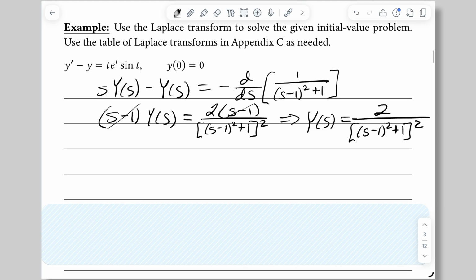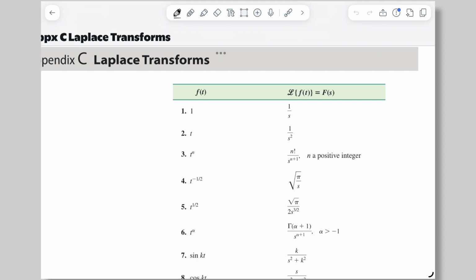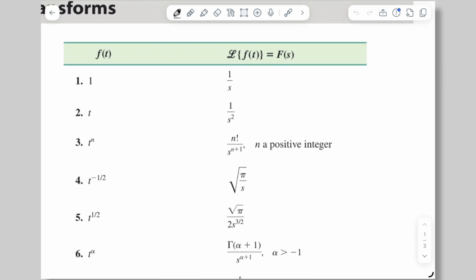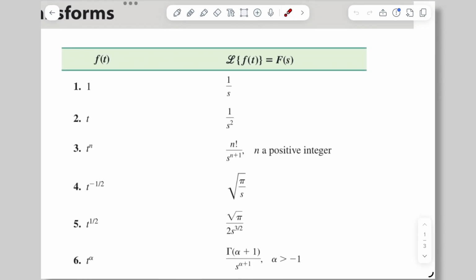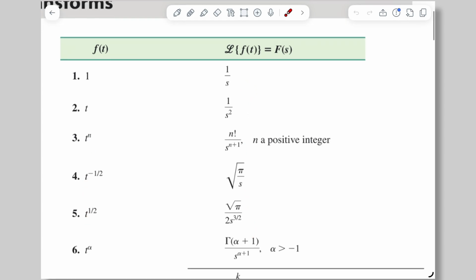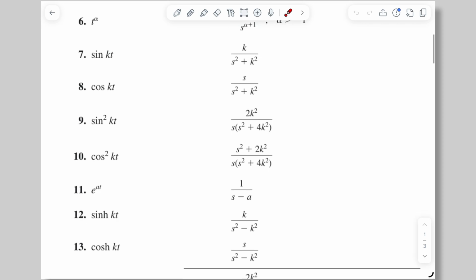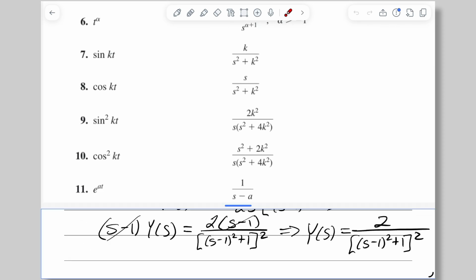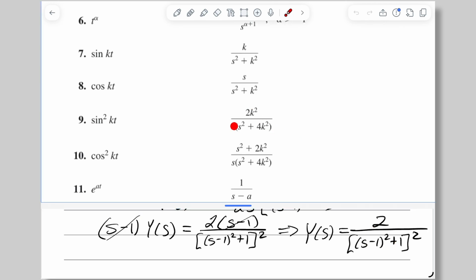We don't have an inverse transform that will handle this based on what we've seen so far. But there are tables of Laplace transforms just like there are tables of integrals. In the book I'm using, it's called Appendix C. And what we see is a function on the left and its Laplace transform on the right. A lot of these we have seen, some of them we haven't. What I want to do is try to match up the form of what we have to what we're seeing in the table.